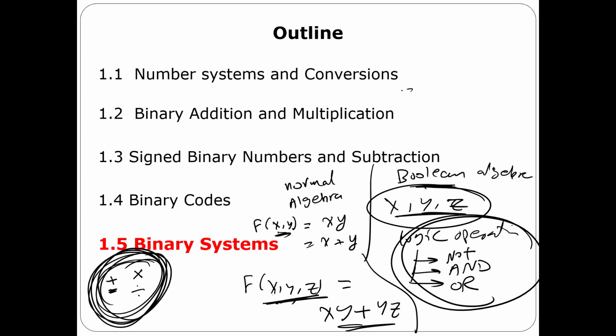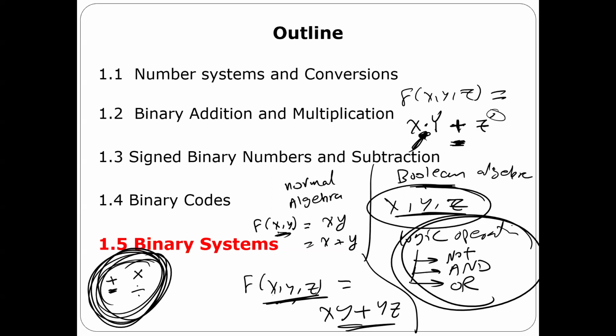So I can simply say, for example, f of x, y, and z, this function should equal x and y or z prime. This is the inverter. You can see here I used AND, I used OR, and here I used the inverter. This is not multiplication. This is another operation called AND. This is another operation called OR. This is another operation called NOT, or inverter.